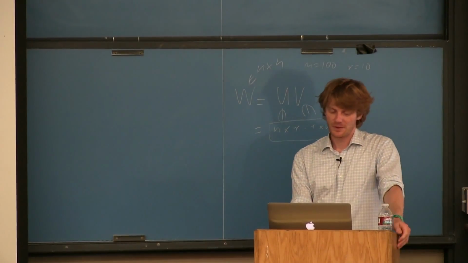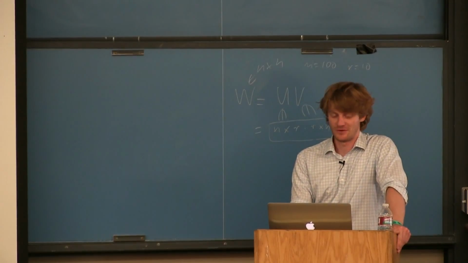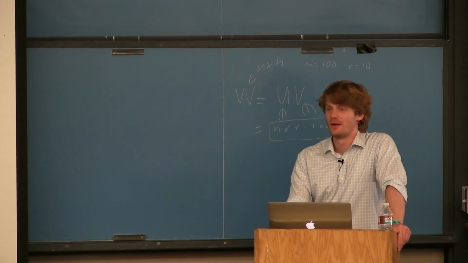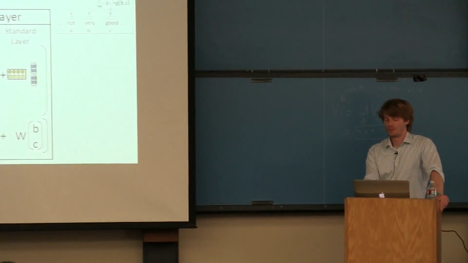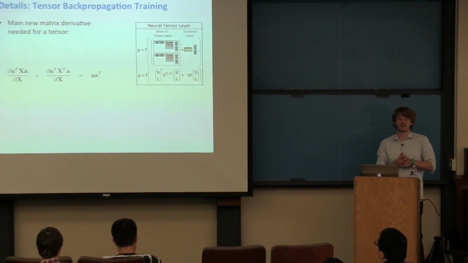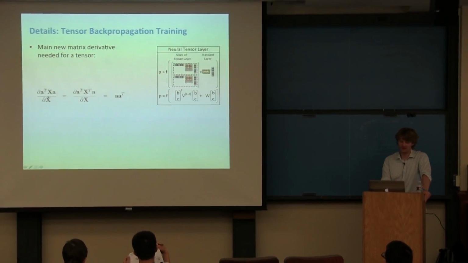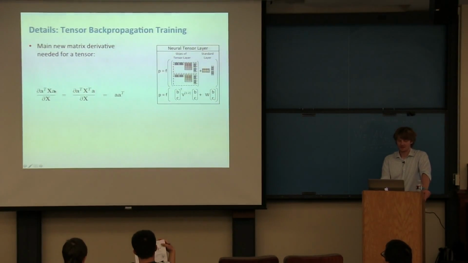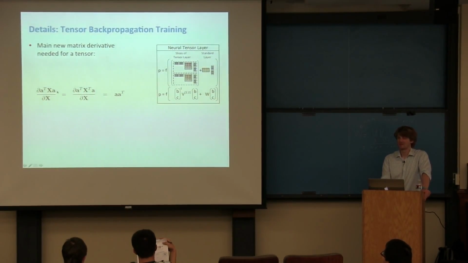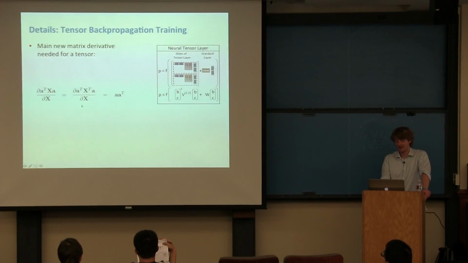Okay, so how do we take derivatives of this tensor beast here? Well, there's really only one new piece of math that you have to learn, which is the derivative with respect to x when you have this kind of form A transpose x times A. And again, you can write these out in all the gory details. Just take out all the indices, write it out, and you'll come to the simple fact that it's just A times A transpose, so you have this outer product here.